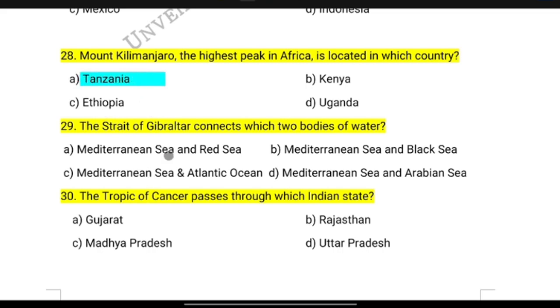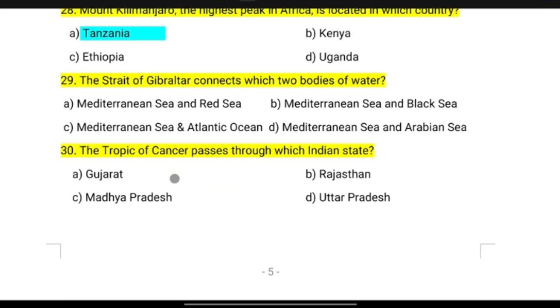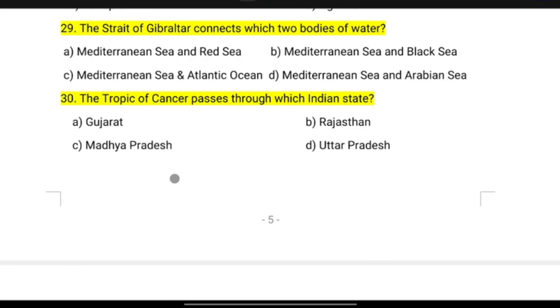Answer. A. Tanzania. Explanation. Mount Kilimanjaro is situated in northeastern Tanzania and is the highest freestanding mountain in the world. 29. The Strait of Gibraltar connects which two bodies of water? Answer. C. Mediterranean Sea and Atlantic Ocean. Explanation. The Strait of Gibraltar connects the Mediterranean Sea to the Atlantic Ocean, serving as a crucial shipping route.